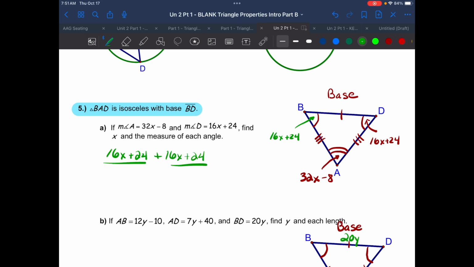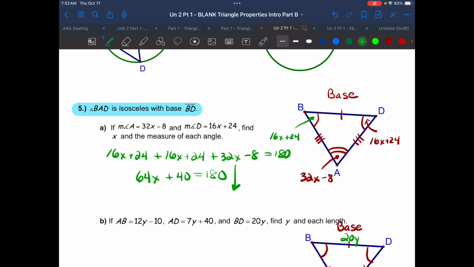So here's my two equal angles, plus 32x minus 8 equals 180. So all three of those angles adding up to 180. Right? Now I can simplify by combining like terms. So that'll be 16x, 16x, and 32x. That's 64x, right? And I also have plus 24 minus 8. So 24 plus 24 is 48. Minus 8 is 40. So it actually cleans up to this nice simple equation. What I'd like you guys to do is, please go solve this and find the value of x.